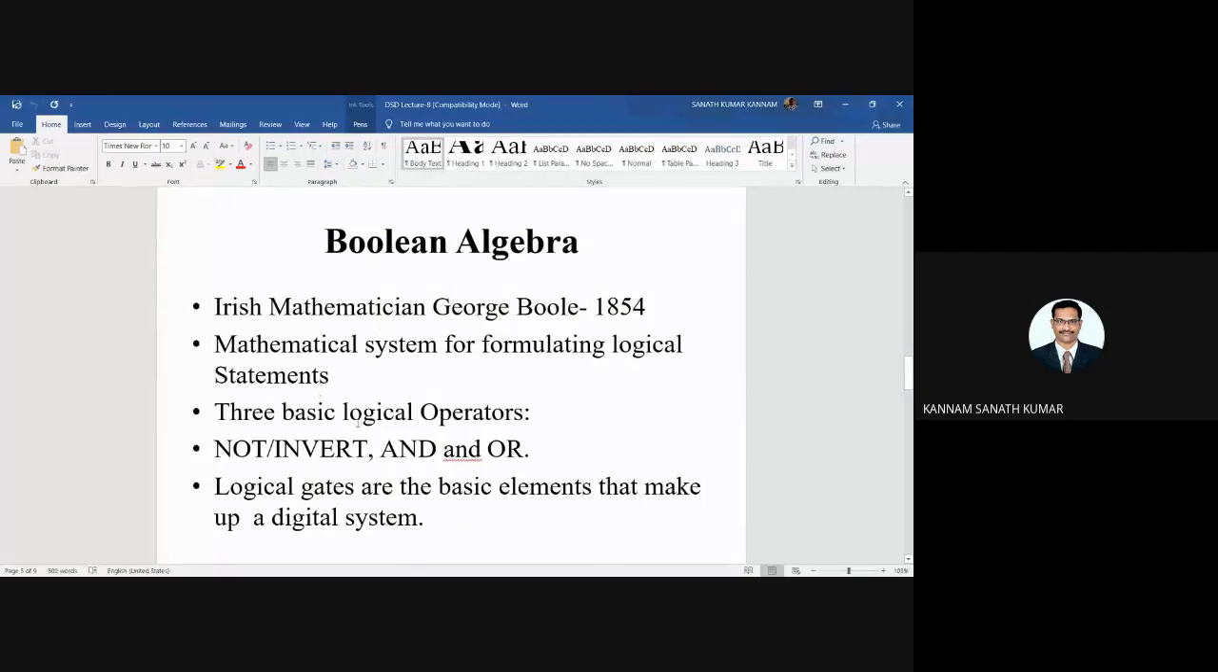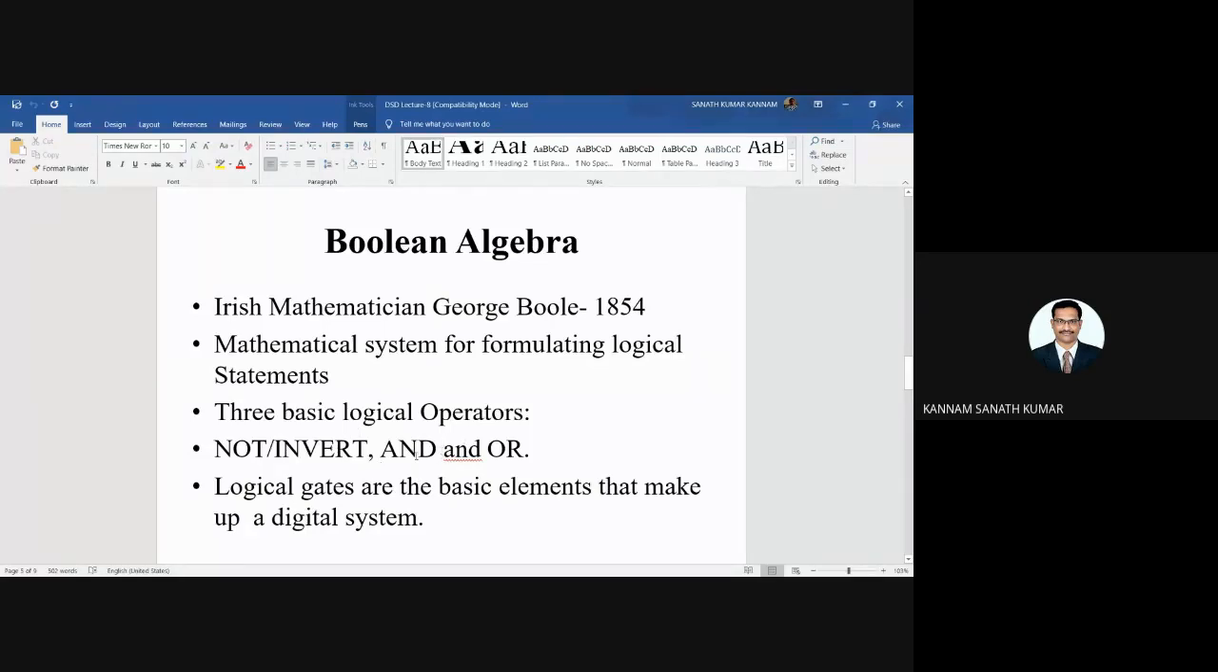There are three basic logical operations. One is NOT or invert, the next one is AND, and the third one is the OR gate. These are the basic logic operators. By using these operators, we can simplify Boolean expressions.